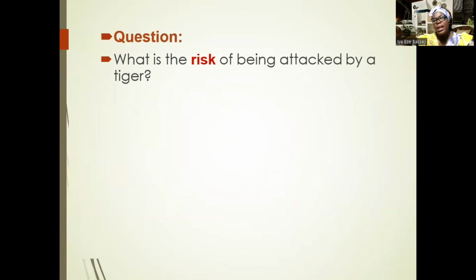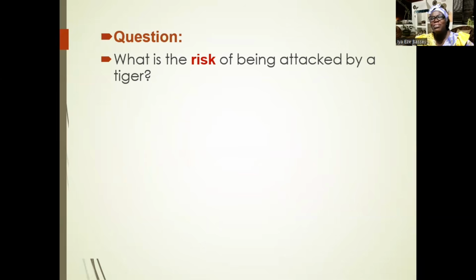So now let's enter into fun time, and I'm going to ask you a question. Okay, so you are the biorisk management person, and I ask you, what is the risk of being attacked by a tiger? You won't just go ahead and tell me that the risk is very high, a tiger can attack. No, you need to look at the whole picture. You need to look at the situation.